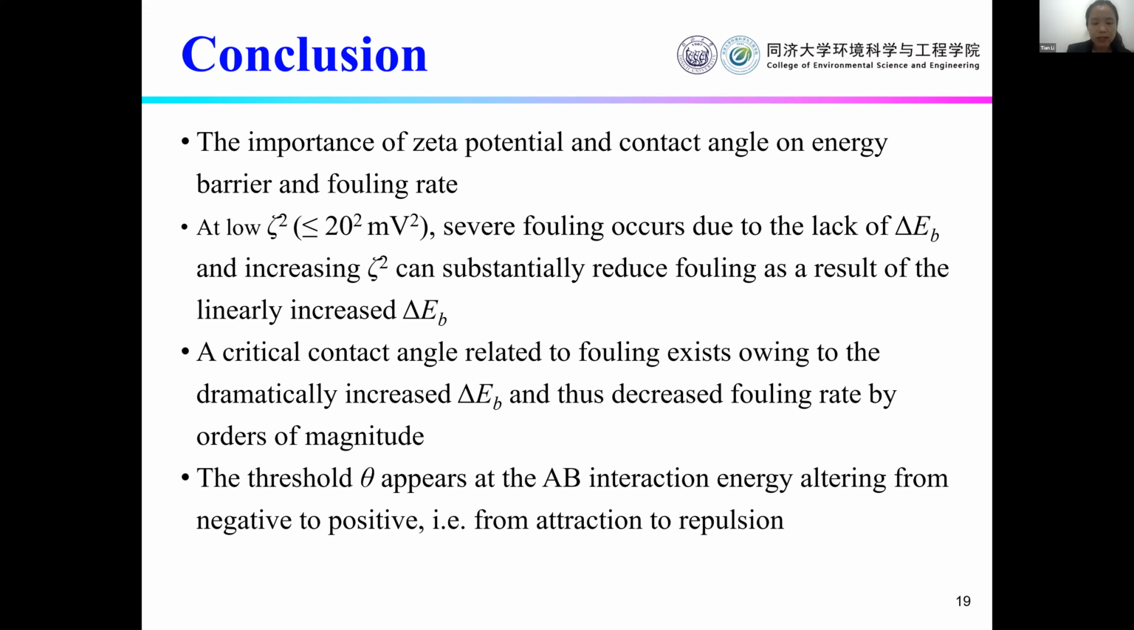And we can also see that the threshold contact angle appears where the AB interaction energy alters from negative to positive, for example, from attraction to repulsion.